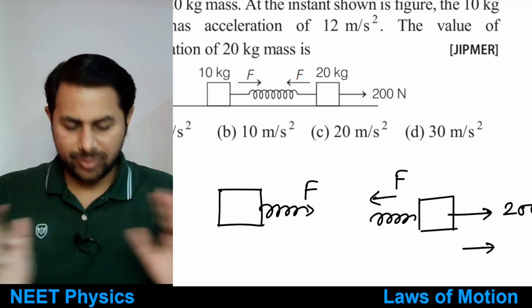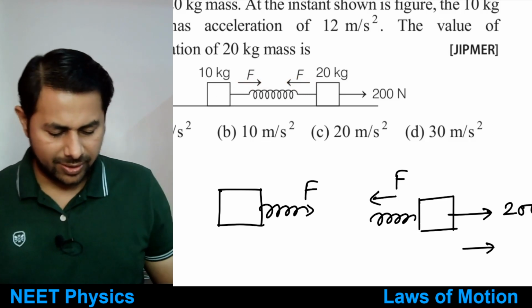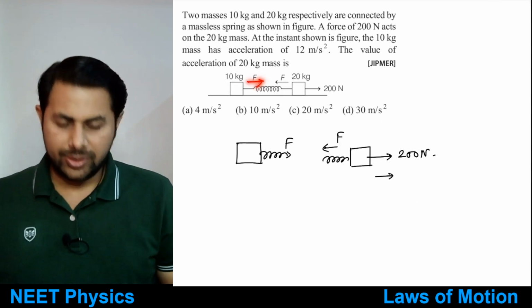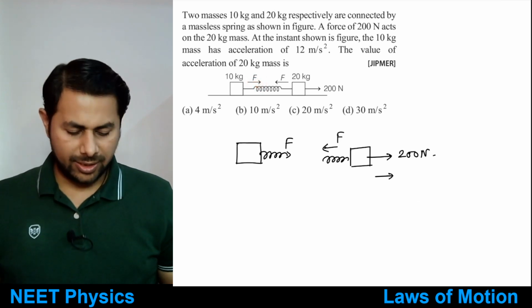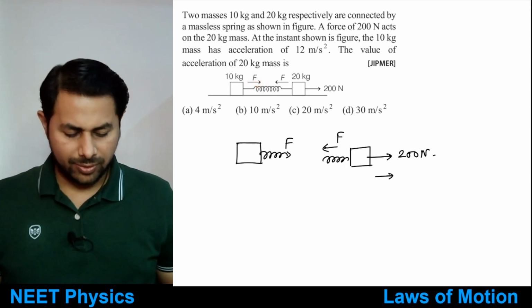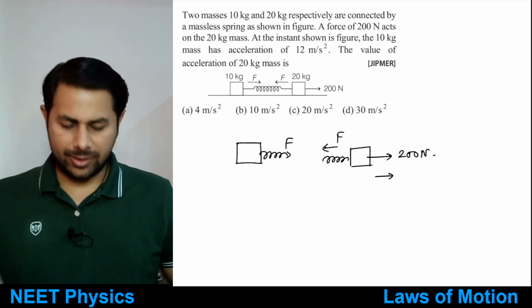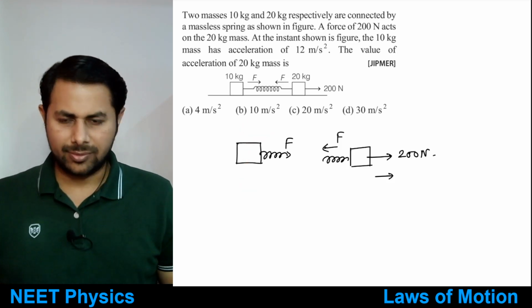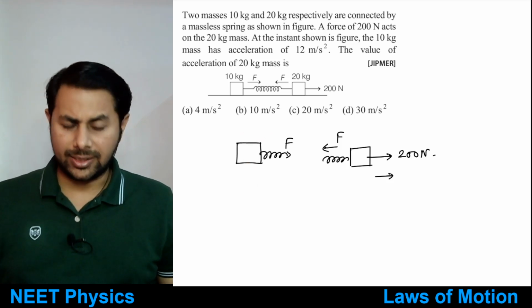So what's the result of this? It will try to compress the spring, right? So then see, the spring force on this mass is acting in this direction and there is only that force. Okay, there is nothing else. I mean, there is weight and the normal reaction, but they will cancel out, right? The weight and normal reaction will cancel out.